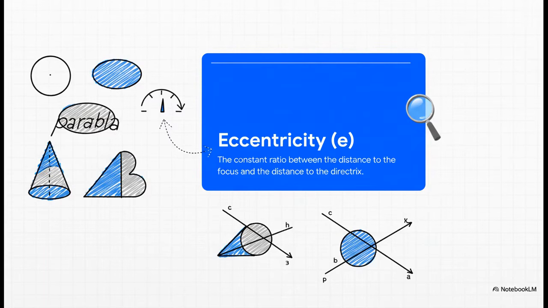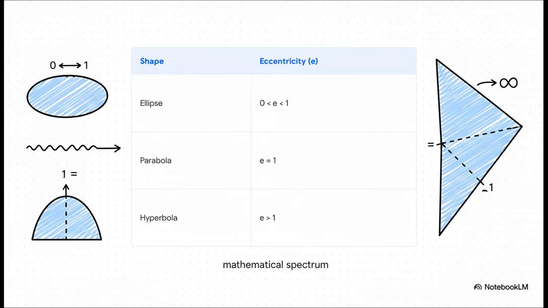That constant ratio has a name. It's called eccentricity, and we usually just write it as E. You can think of E as a single knob you can turn. This one number tells you everything you need to know about the basic shape of the conic you're looking at. And this is where it all clicks into place. When that eccentricity value, E, is somewhere between 0 and 1, you get an ellipse. When E is exactly equal to 1, that perfect balance we talked about, you get a parabola. And when E is greater than 1, the curve breaks open into a hyperbola.